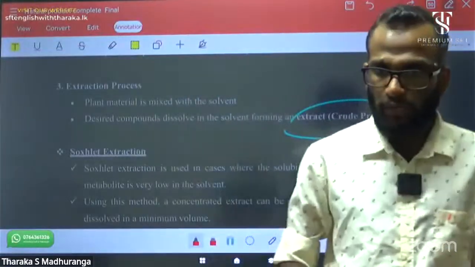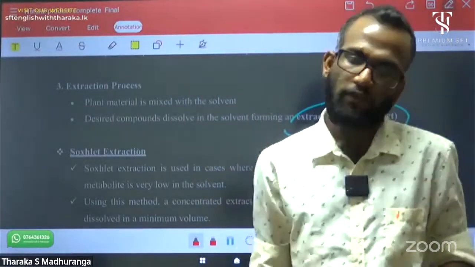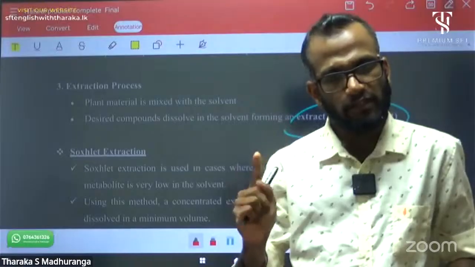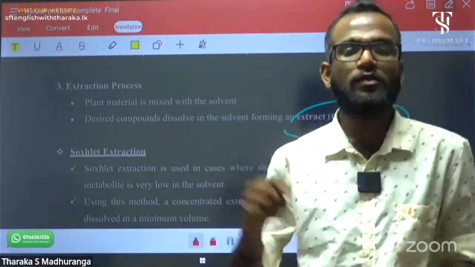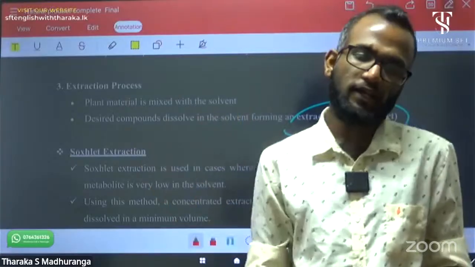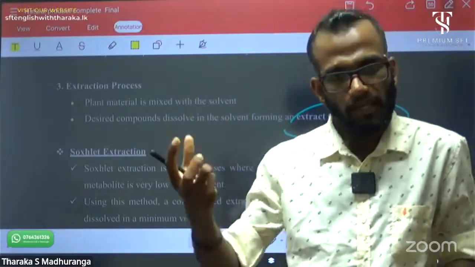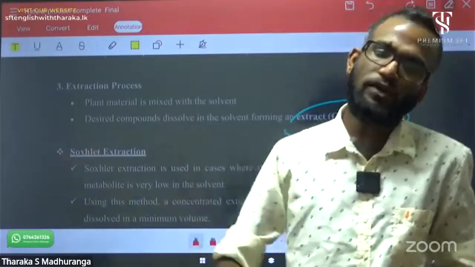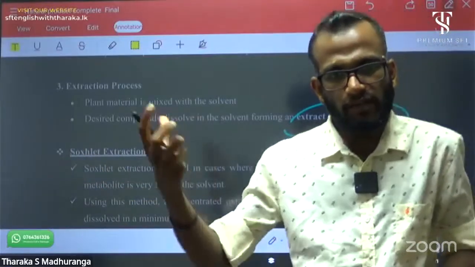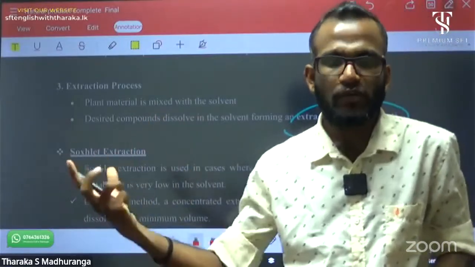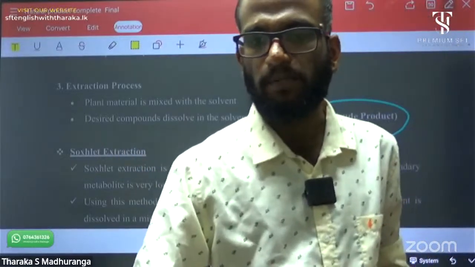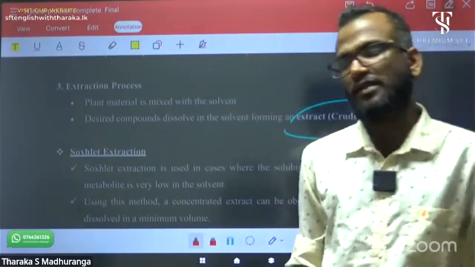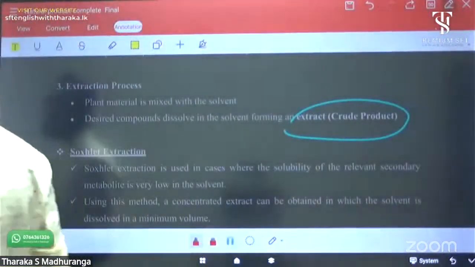You can make a short note, right? Steps of solvent extraction. What's the first step? Preparation of plant material. Select a suitable solvent. How to select? According to the like dissolves like concept. Finally, heat it, then filter out the plant material. The filtered solution is the crude product. Very, very simple. Right? Great. Okay.